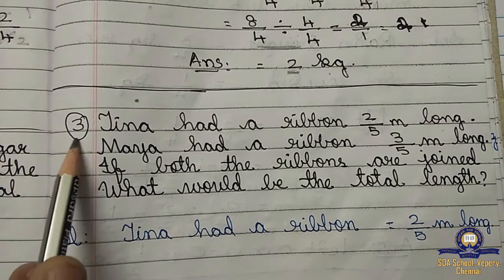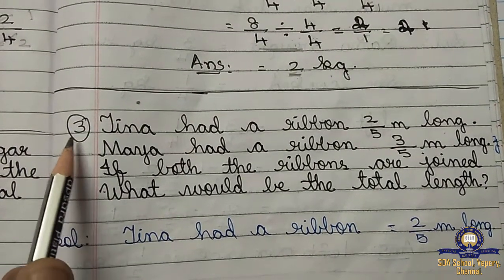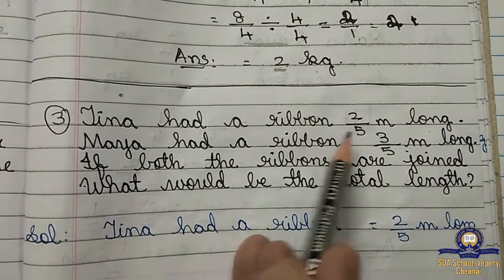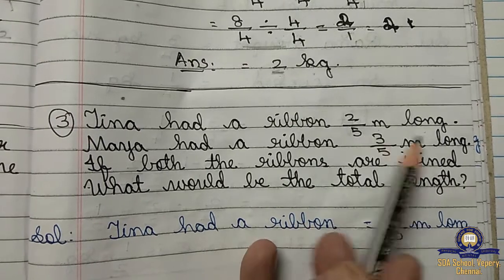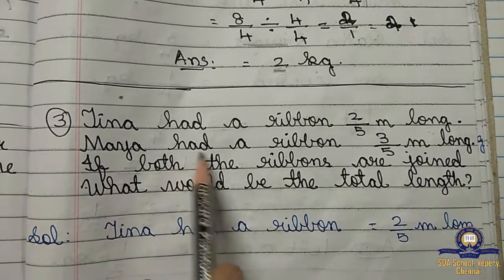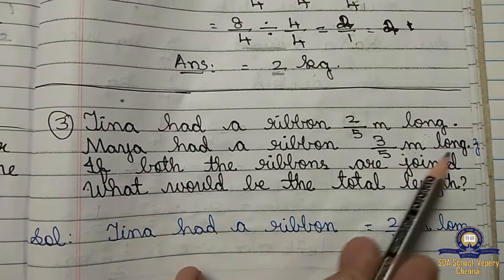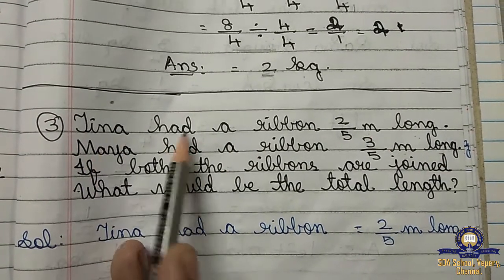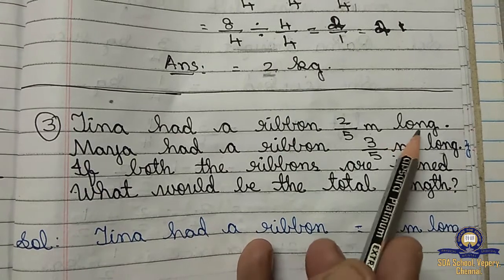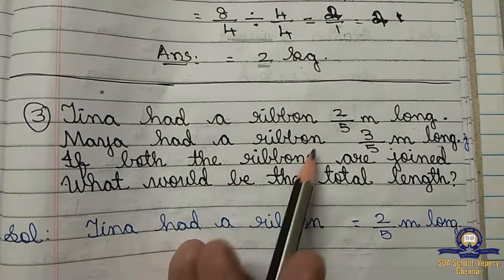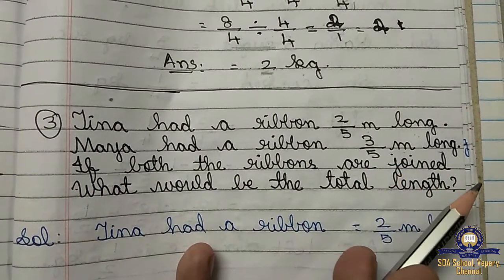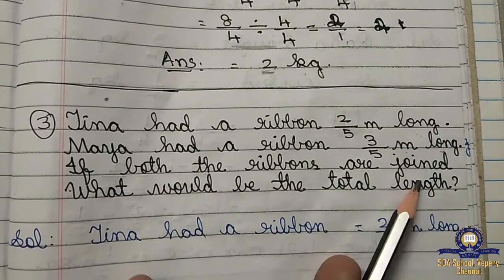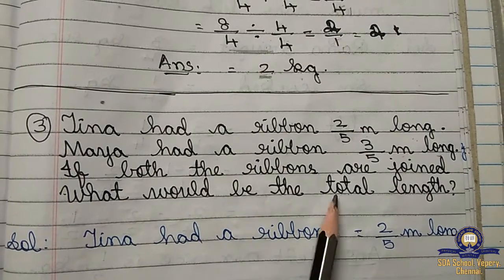Okay children, now we'll go to the third sum. Tina had a ribbon 2 by 5 meter long. Maya had a ribbon 3 by 5 meter long. Understood children? If both the ribbons are joined, what would be the total length?